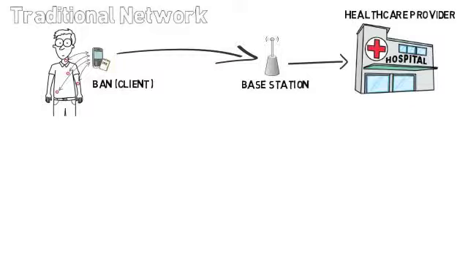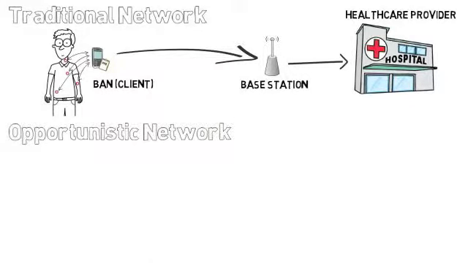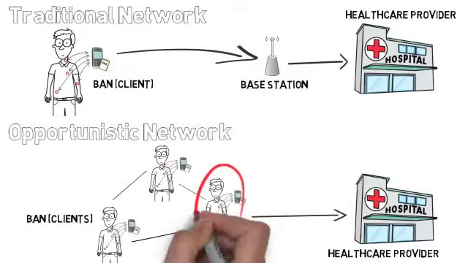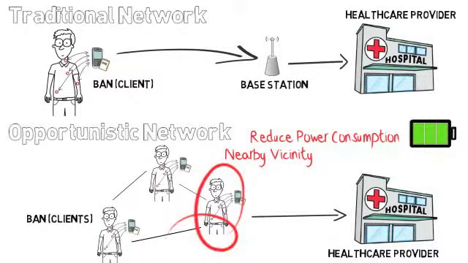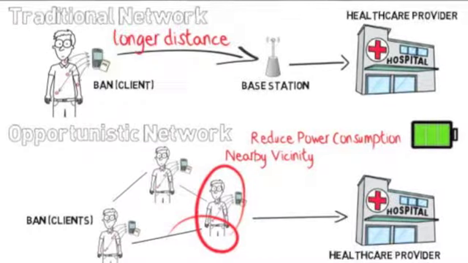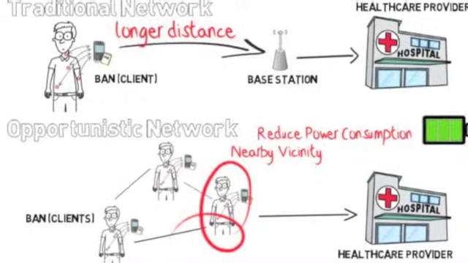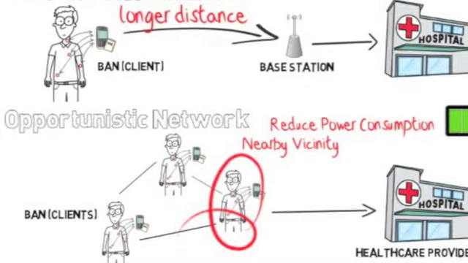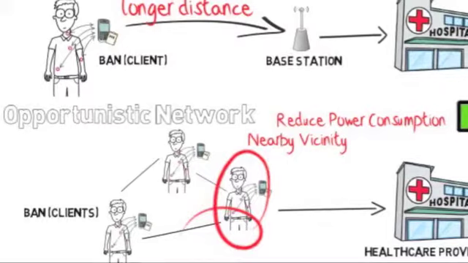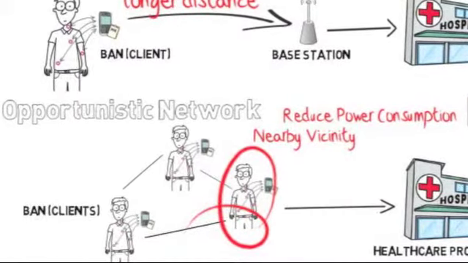In addition, transmitting information through intermediate nodes in the nearby vicinity reduces power consumption and transmission delay due to shorter distance. Furthermore, there is no need to set up physical infrastructure for the network, considering the PDA's limited power capacity. The opportunistic network is suitable in this situation.